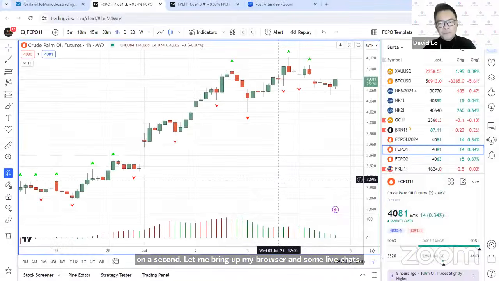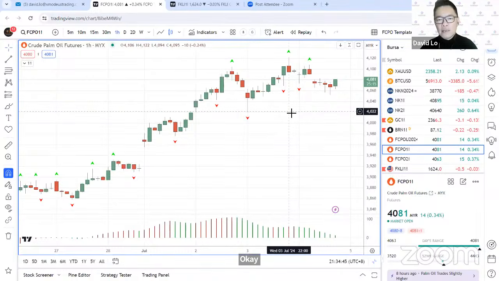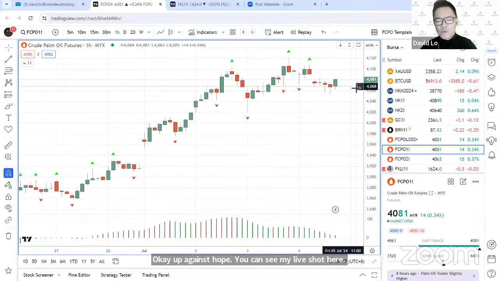Okay, I hope you can see my live chart here. This is crude palm oil. This is an hourly chart, right? So what's the most recent signal?